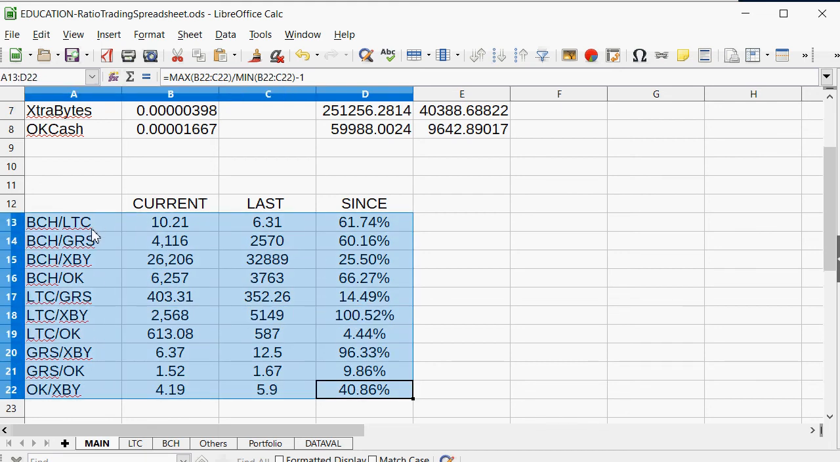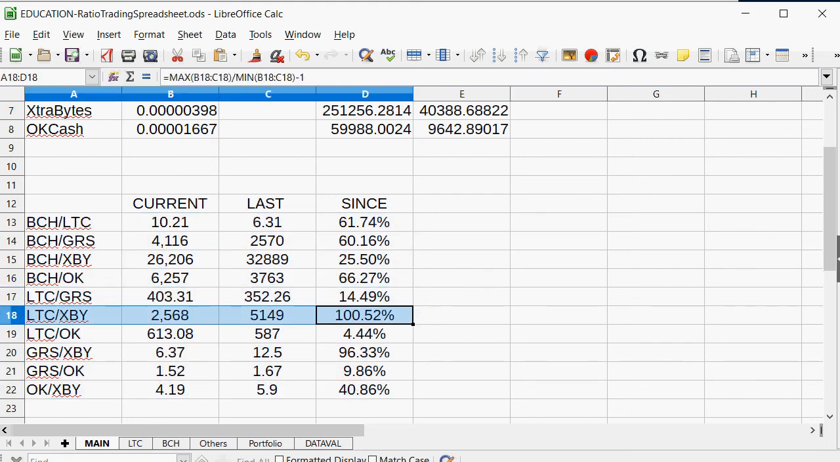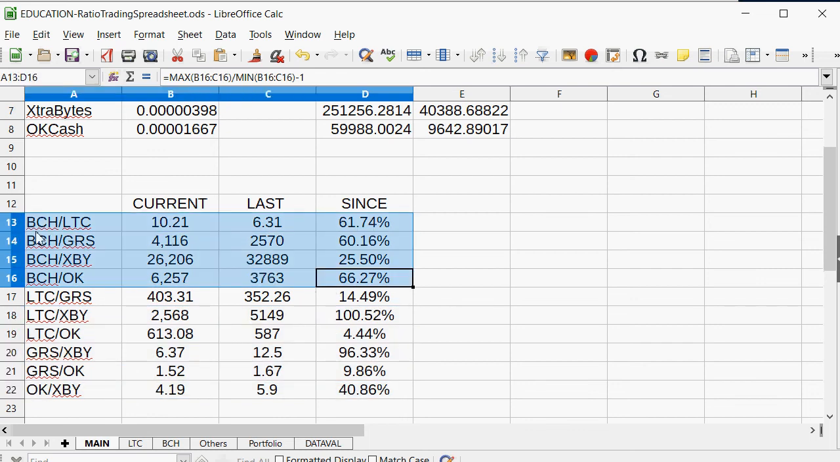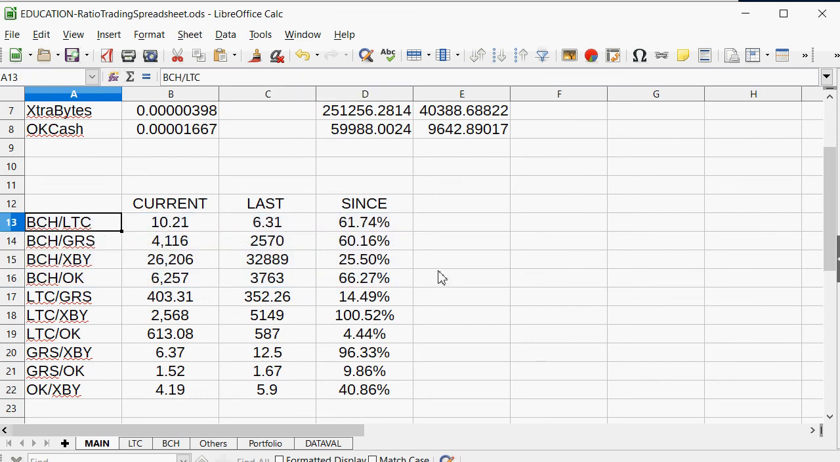So when we start off the next video, you'd be trading XBY for Litecoin. You'd be selling XBY, buying Litecoin. 96% selling XBY to buy GRS. This one here, selling XBY to buy OK. And then you've got these ones. Maybe you pass on the 25% one, but here we have, this was higher, selling Bitcoin Cash to buy OK, selling Bitcoin Cash to buy GRS, and selling Bitcoin Cash to buy Litecoin. And that's how we'll start the next video off.